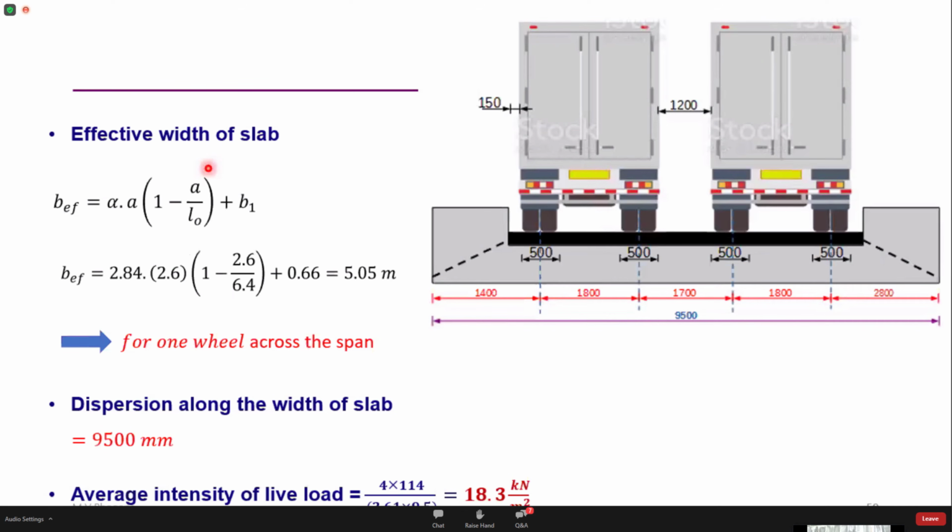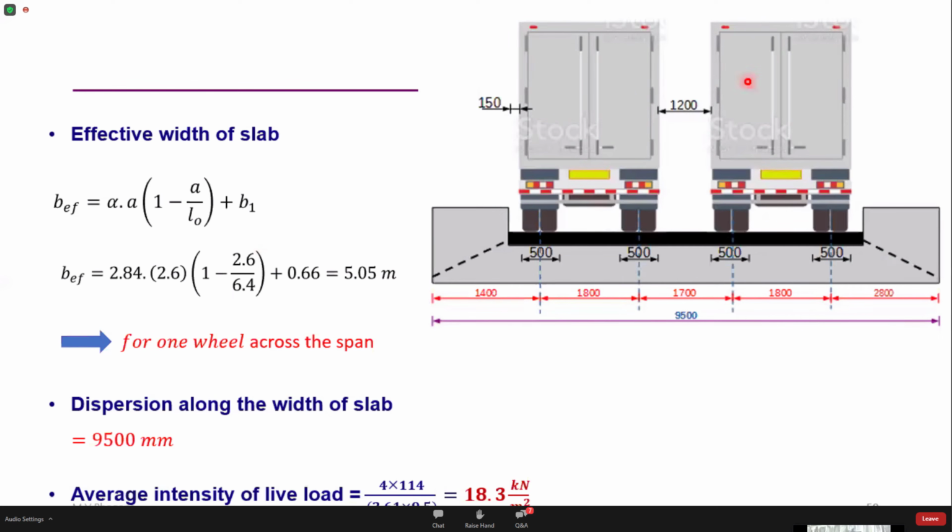Next, the total effective width, B effective, is calculated using this expression: alpha times A times (1 minus A upon L naught) plus B1. I substitute these values here. 2.6 meters is the CG of the load from the nearest support, and B1 we have just calculated in the previous calculation. This works out to 5.05 meters.